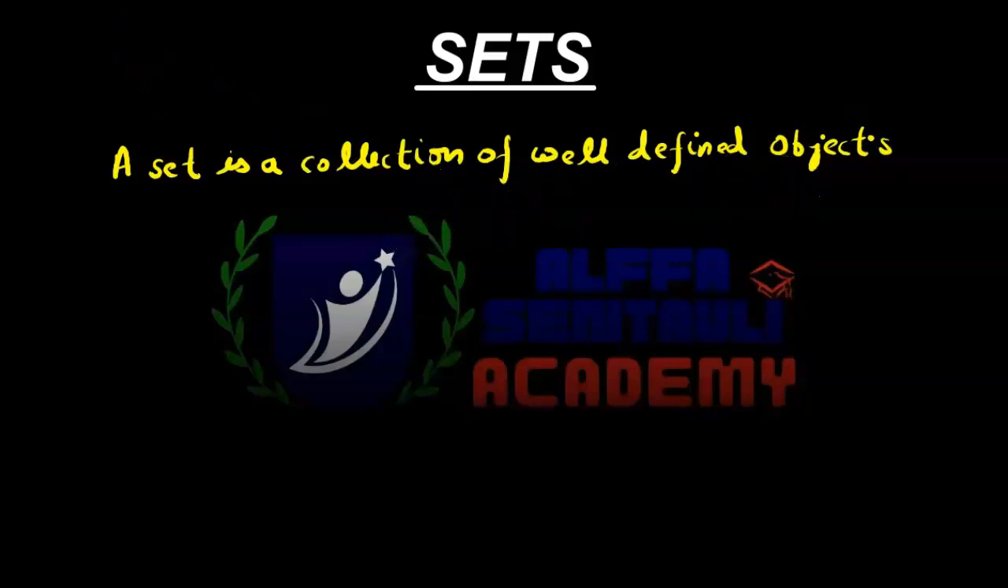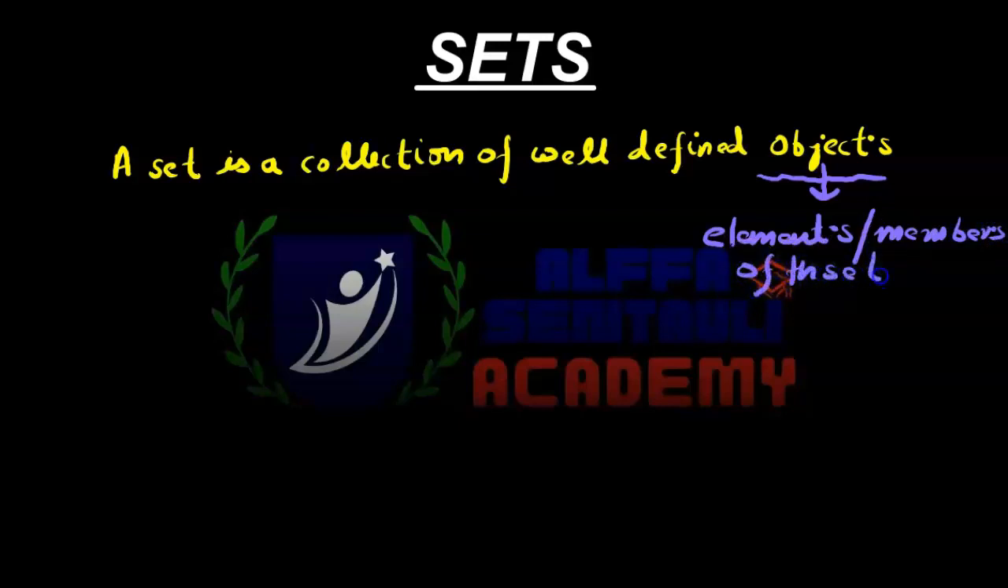And these objects are known as elements, or members of the set. So a set is a collection of well-defined objects, and these objects are known as elements or members of the set. Let us take an element or member.